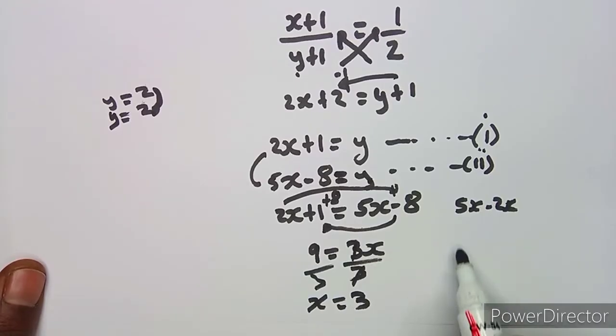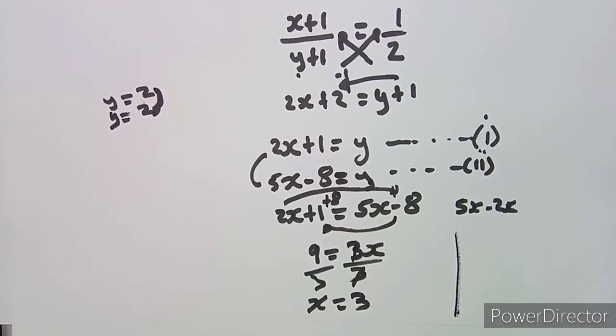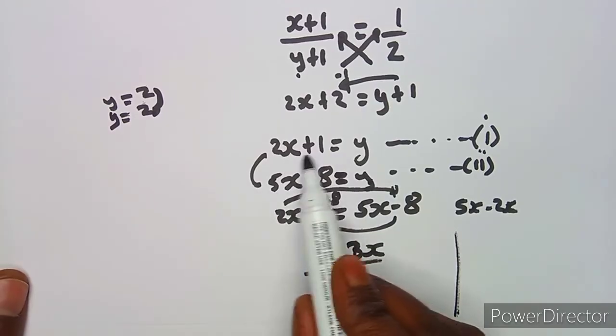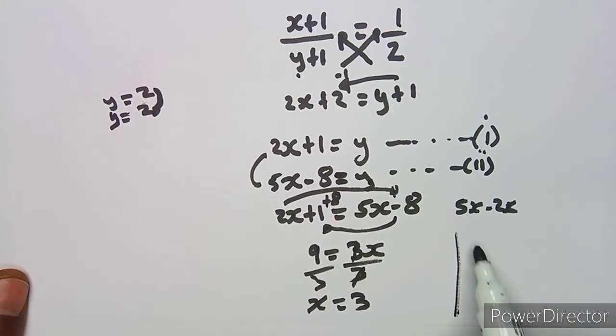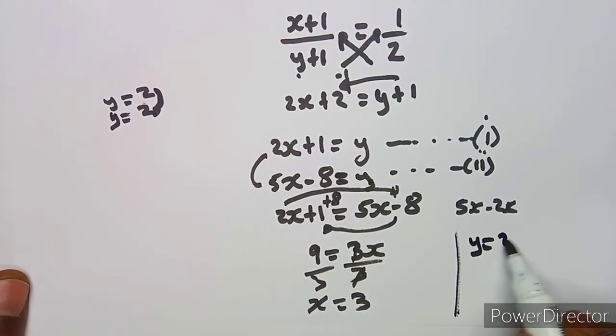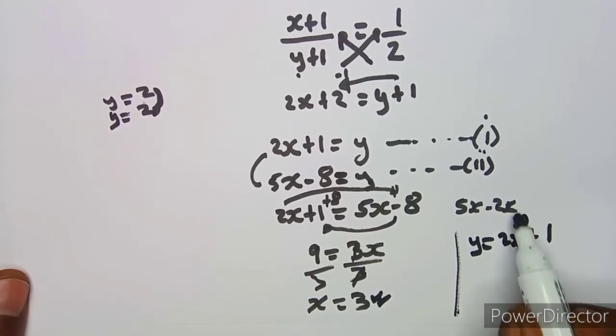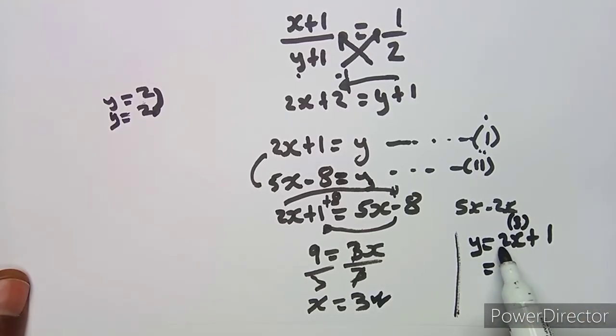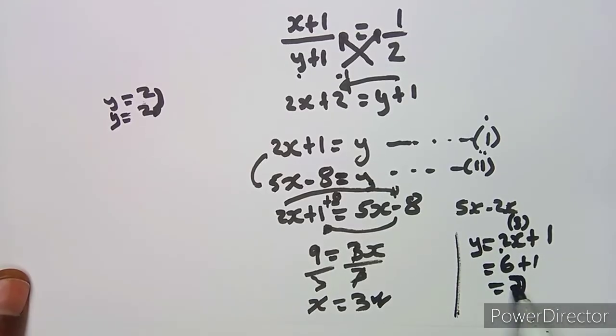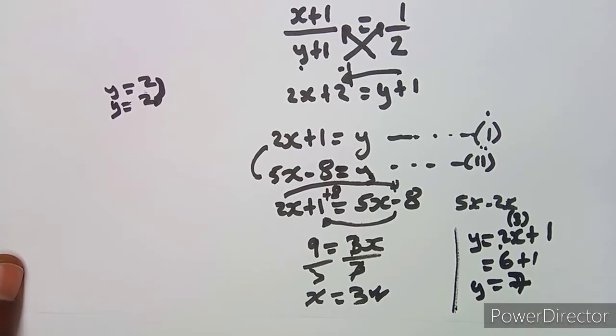So to find the value of y, you're going to substitute into any one of the given equations that we have here. Remember, we said y is 2x plus 1, whatever that you have. So you've got y, which is equal to 2x plus 1, and your x is 3. So which means your y is going to be 2 times 3, which is 6, plus 1, which is 7. So this is the value of y that you're obtaining.